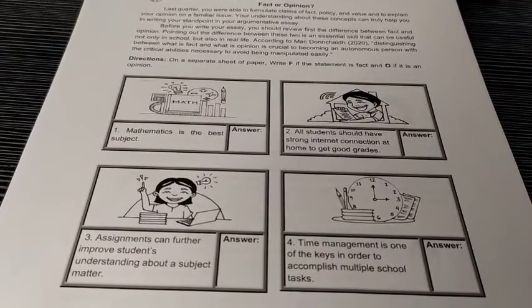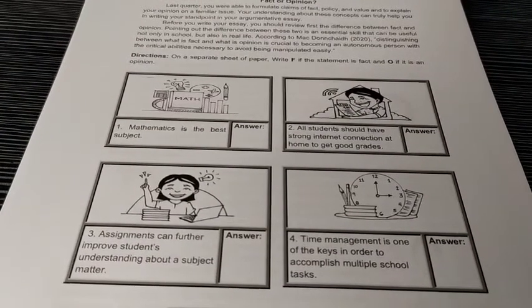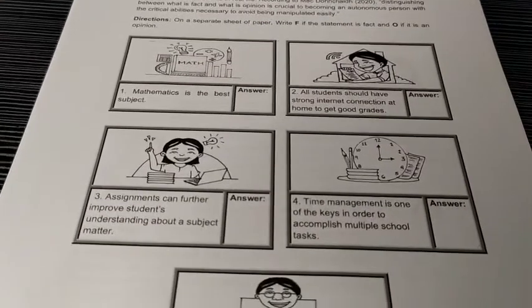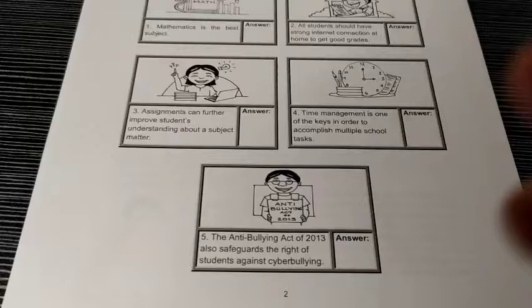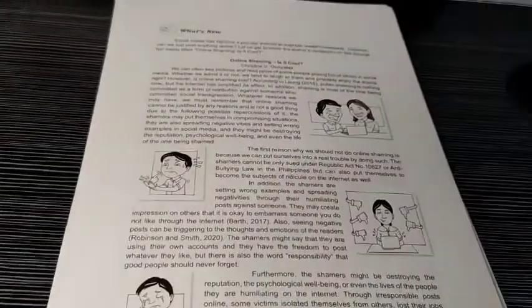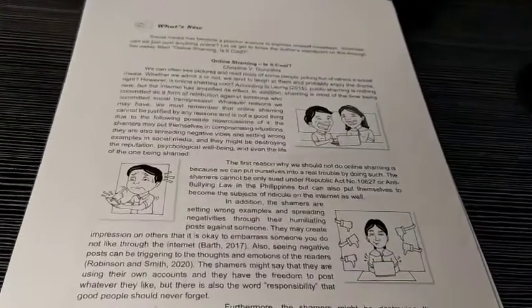So on a separate sheet of paper, write capital F if it is a fact, then O if it is an opinion. So it's 1, 2, up to 5, fact or opinion. So it's very easy.